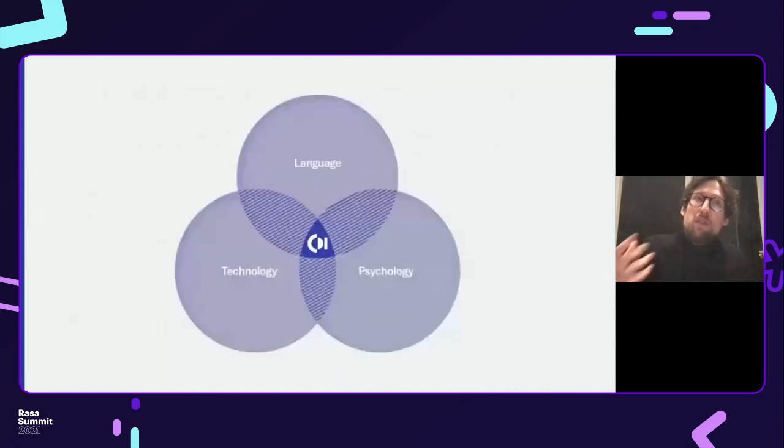Right, so if we have an artificial brain talk to a human brain, then we need to understand technology, psychology, and language. And while a lot of projects don't really make it from POC to production, it's because there's so much emphasis on the technology and not enough on the psychology and the human language. And that's really what we need to change. And that's what we do at CDI.